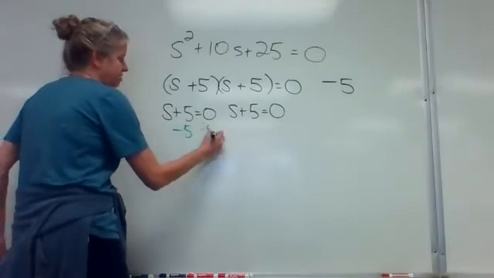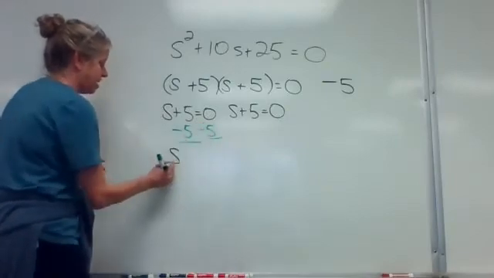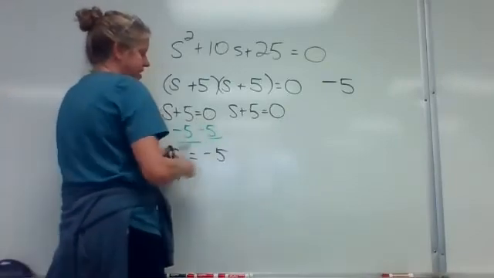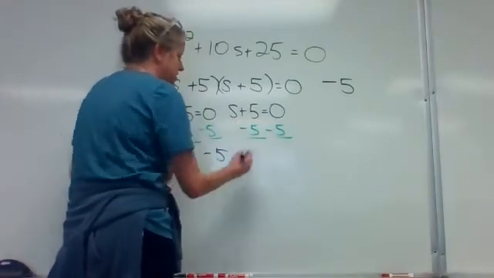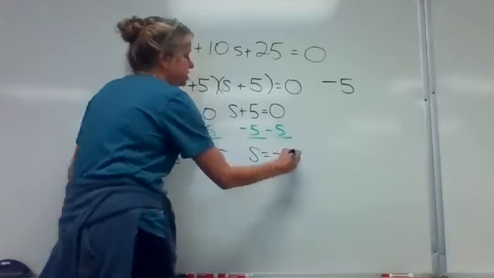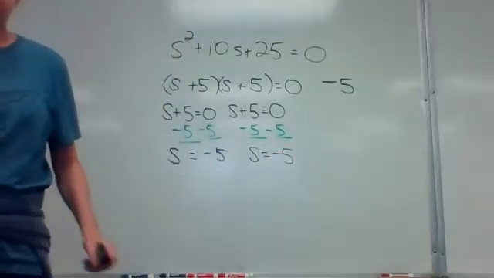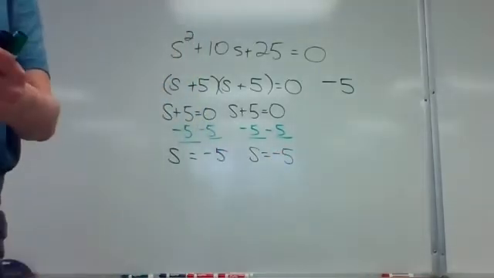So if you subtract 5s here, you would get s equals -5. And it's the same thing here. So you don't enter the same answer twice. The only solution to this problem is -5.